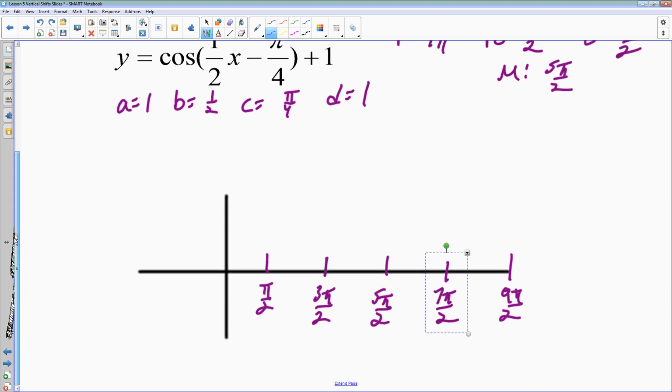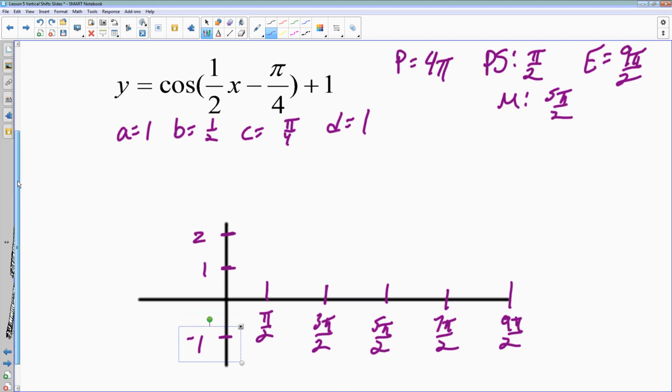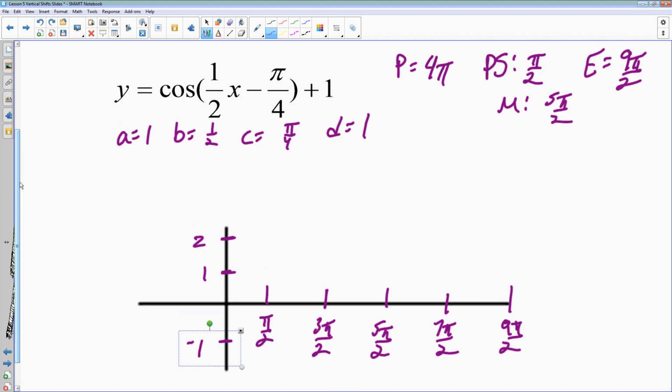All right, now we have shifted up 1 as well. So if you want, you can put the -1, but then we want +1, we want +2, and we could go up 1 more if we really wanted to, but we don't have to. Now, this is cosine. Cosine normally starts at 0, 1, but we've shifted up 1. So we're going to start at 0, 2. Okay, we can also draw in our midline.